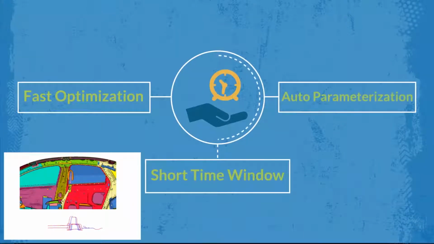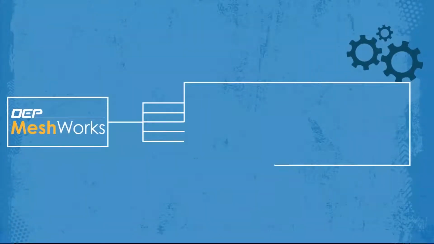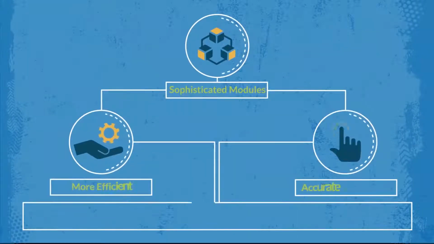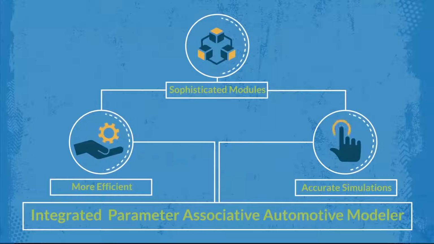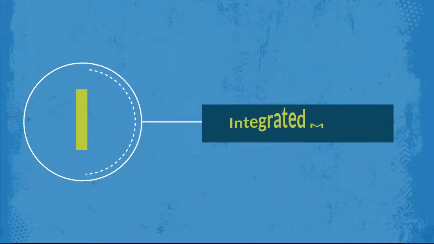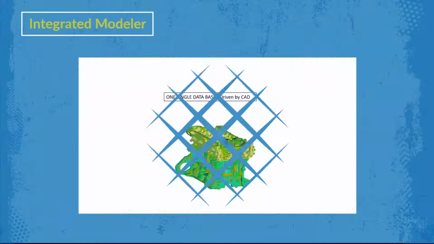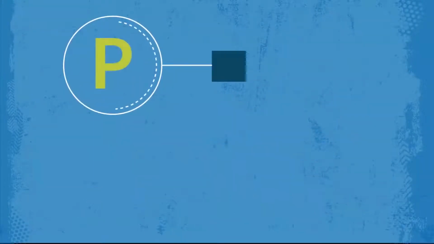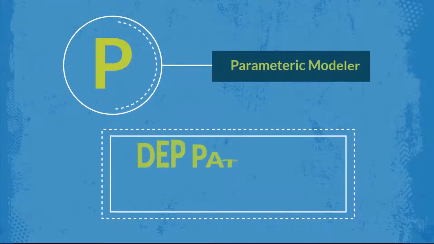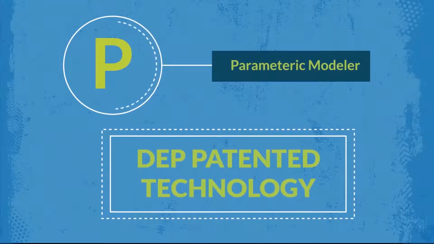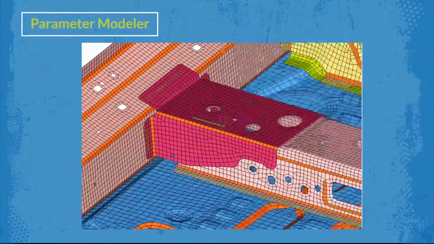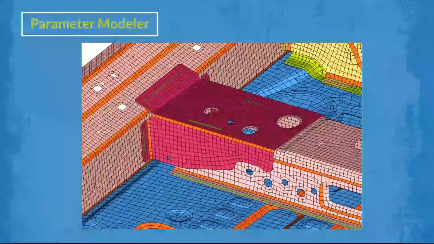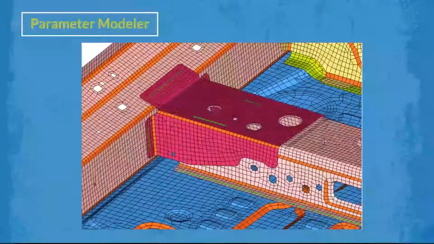frame with auto-parametrization. The latest release of MeshWorks is enhanced with highly sophisticated modules to enable more efficient and accurate simulation supported by IPAM. I stands for Integrated Modeler. From a single CAD model, generate multiple functional CAE models. P stands for Parametric Modeler, a patented technology of DEP that enables baseline CAE model created in MeshWorks 8.0 automatically gets transformed into a parameter model, saving time and effort of parametrization.